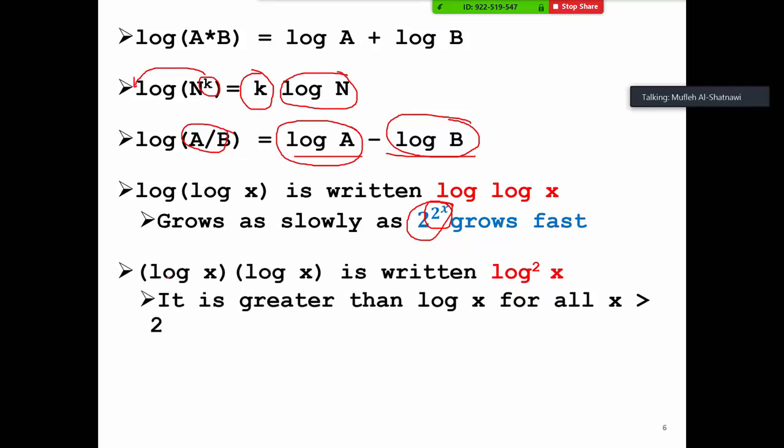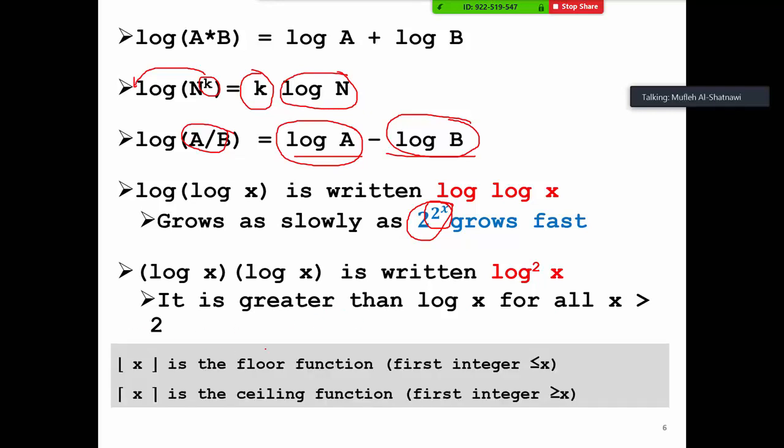Now, log x times log x, which is different from the previous one. If you have multiplication of two logs, this is equivalent to log square x. It's greater than log x for all x greater than 2.